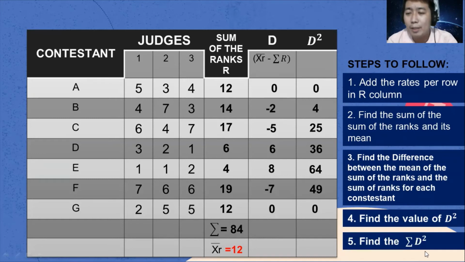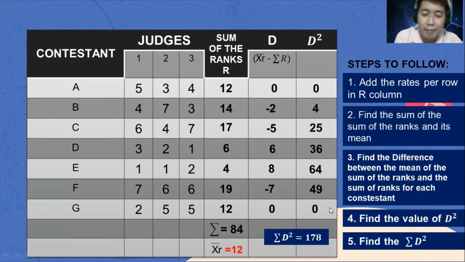Next step, find the value of summation of d squared. We are going to add all the values in the column of d squared: 0 plus 4 plus 25 plus 36 plus 64 plus 49 plus 0. The answer is summation of d squared is equal to 178. That is the value for summation of d squared.